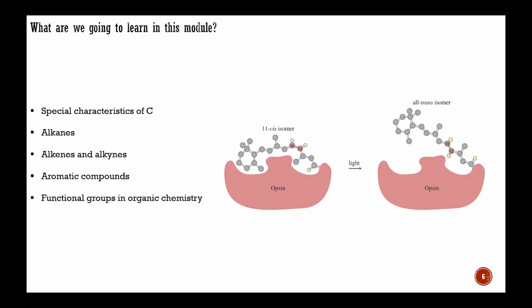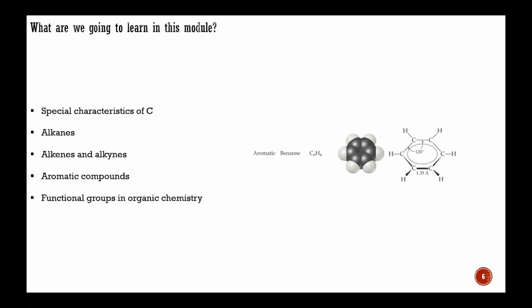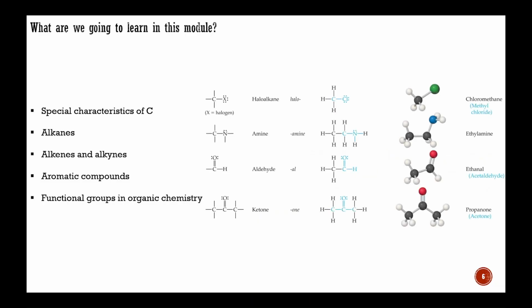In the lecture describing alkenes, you will see how our vision works at the molecular level. I will then introduce you to aromatic hydrocarbons, which have at least one planar ring with delocalized electrons. Finally, we will discuss functional groups found in organic molecules, which play a central role in the function and chemical behavior of many organic compounds.